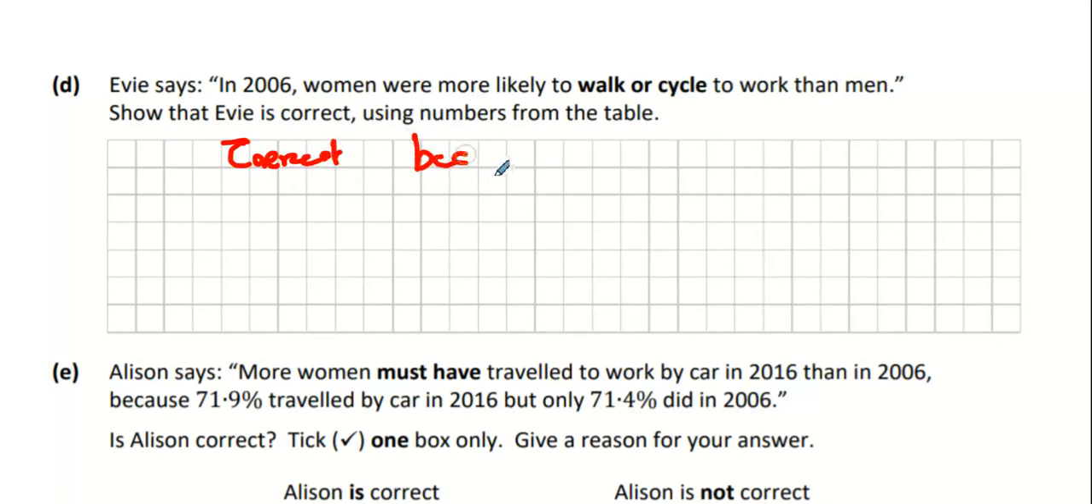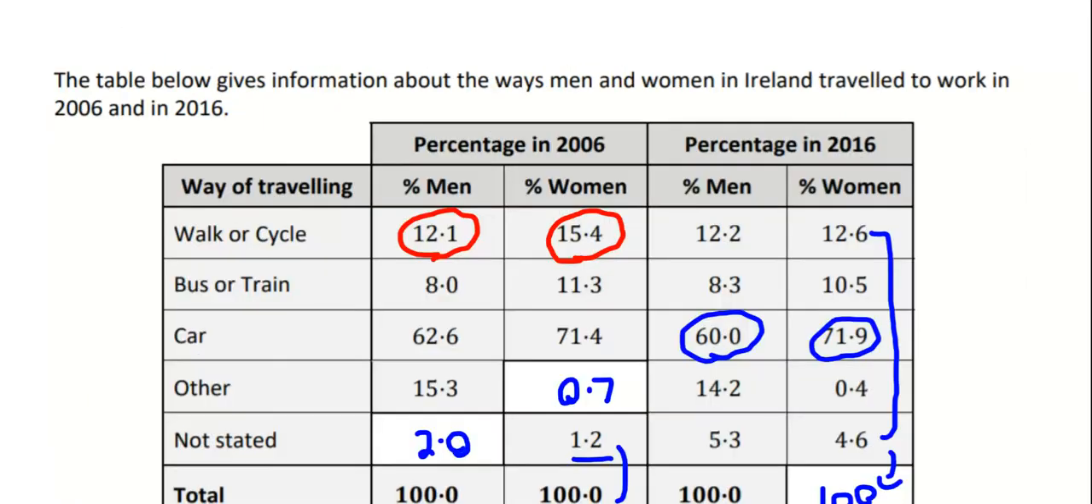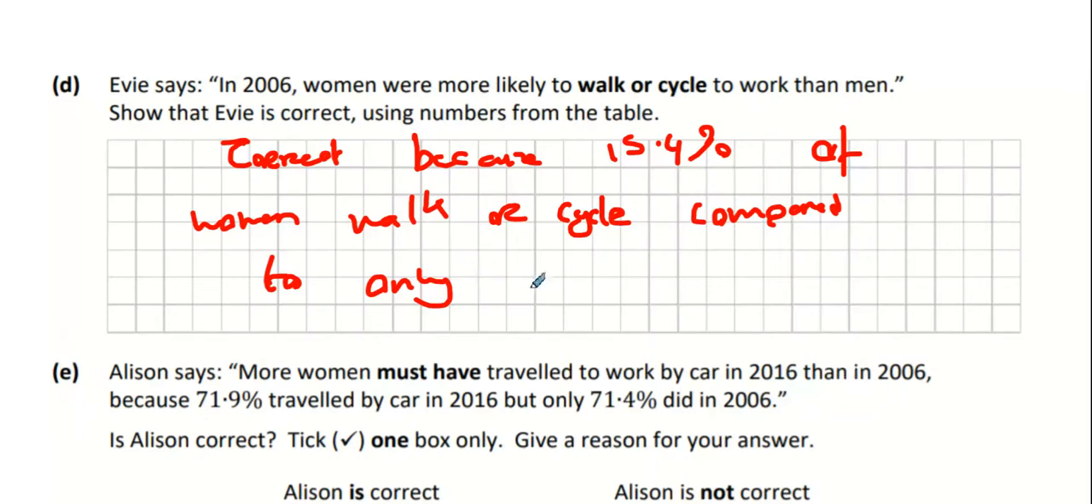because 15.4% of women walk or cycle compared to only, now what's the next thing, only how much men again? 12.1% of men. Okay, we're all good there.